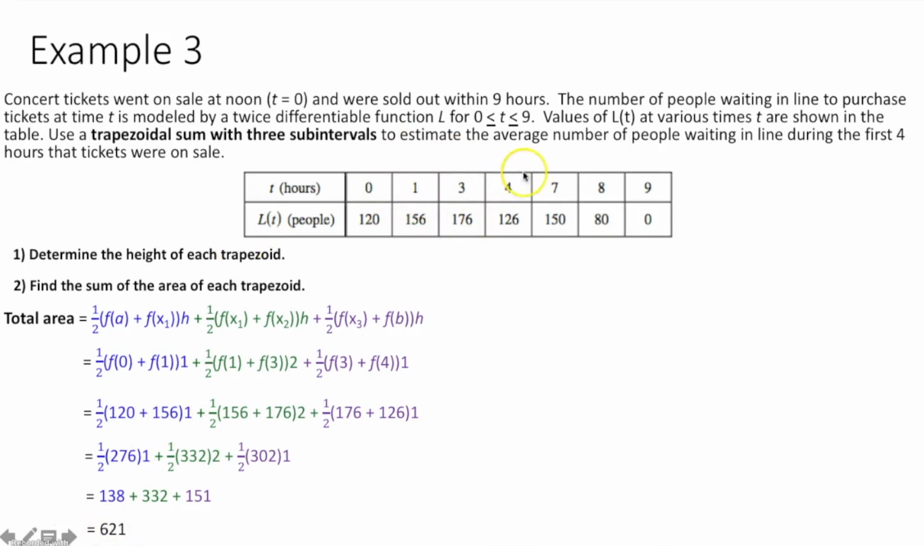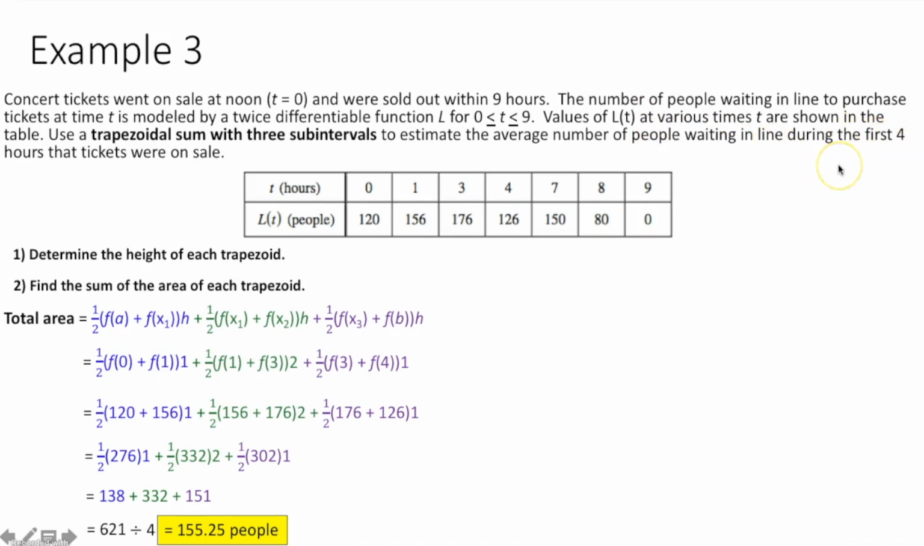But that's not what it's asking. It's asking for the average number of people waited in line. So this gives you the approximate number of people who waited in line over the first 4 hours. But we want the average number of people. So what you do is you take this number, divide it by 4 because there were 4 hours, and you get approximately 155.25 people. Now this again is the average number of people who waited in line during the first 4 hours.